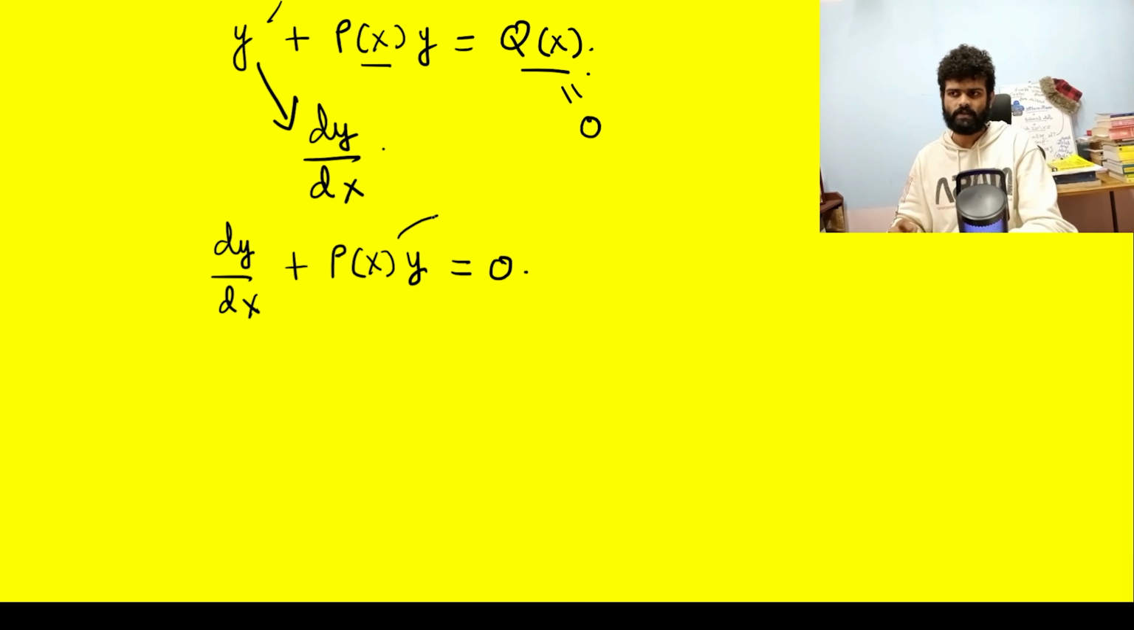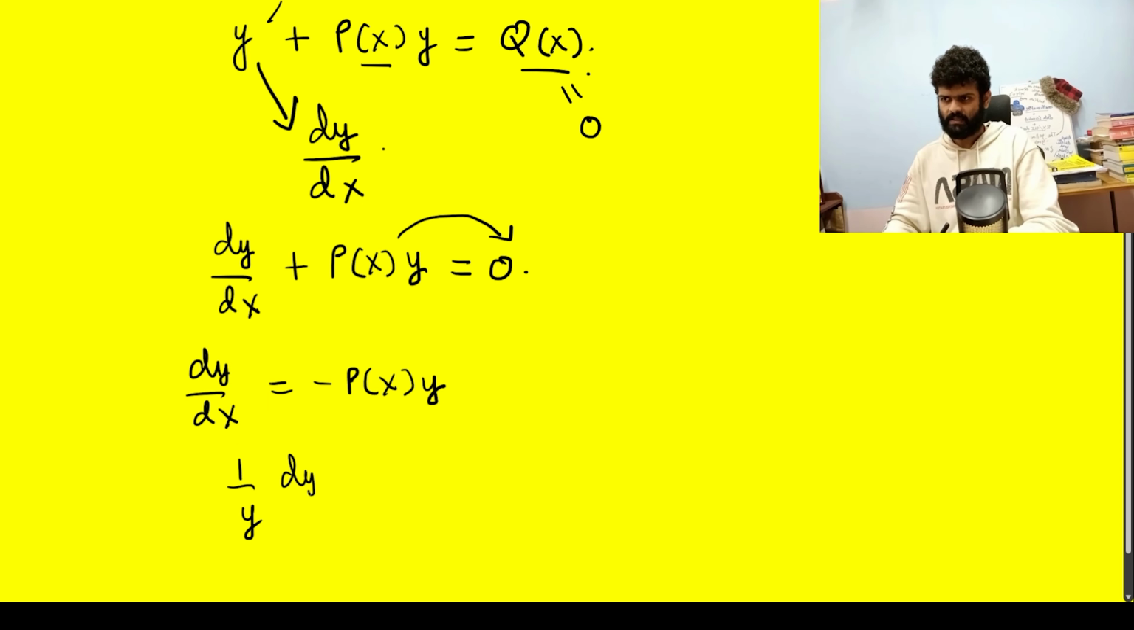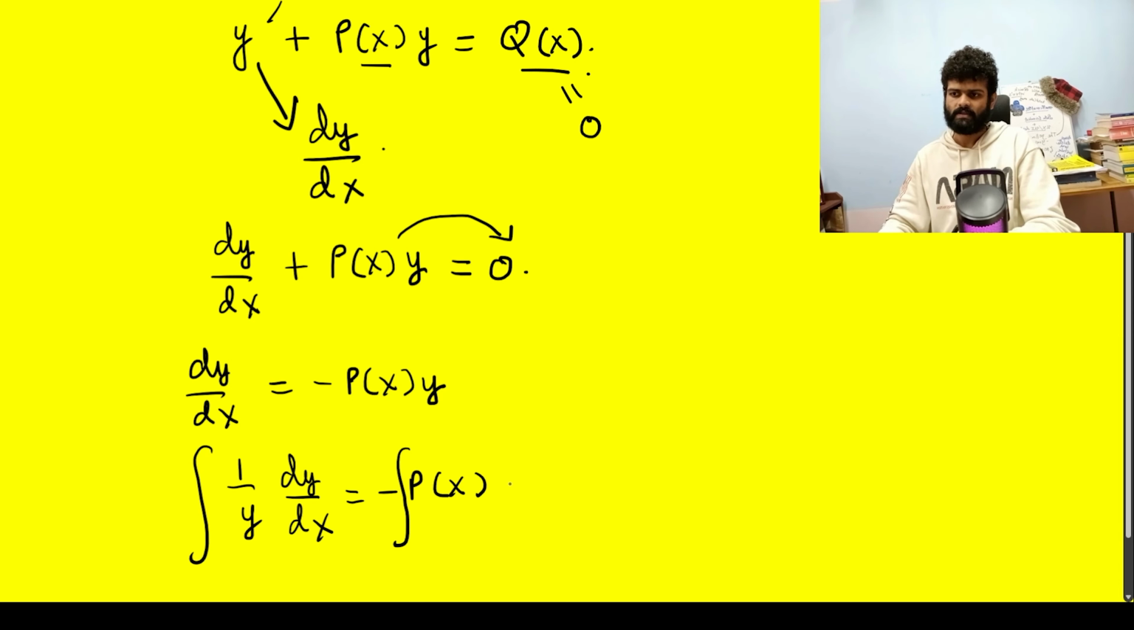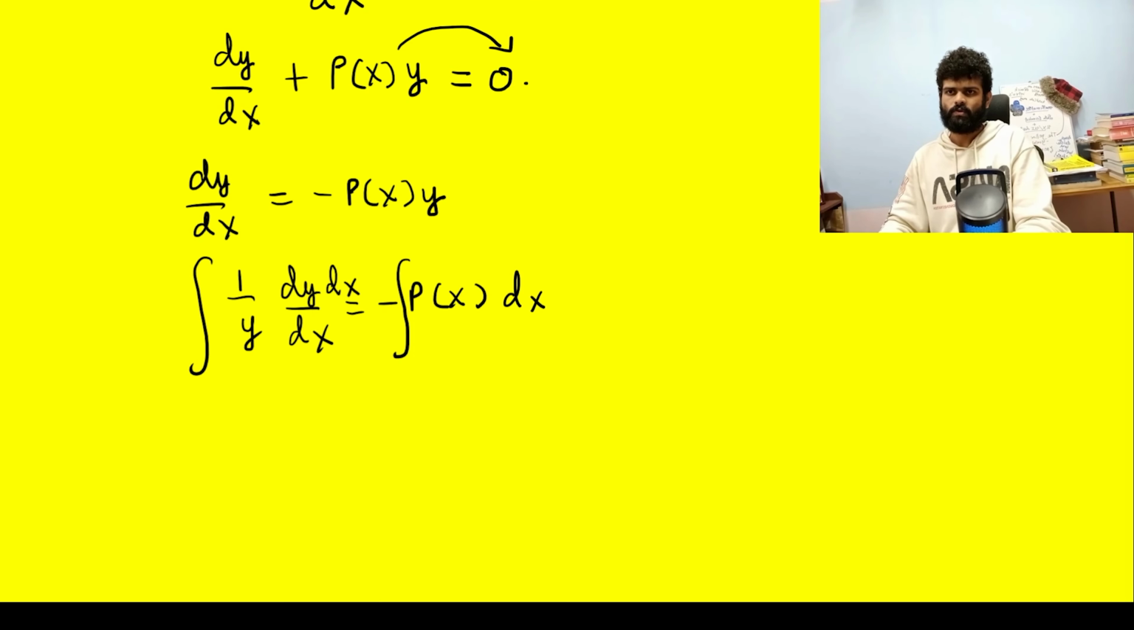So how do you solve this? You just bring this to the right hand side, so dy by dx is equal to minus p(x) y. And then you bring y to the denominator, so (1/y) dy/dx is equal to minus p(x). Now all you need to do is integrate both sides. The minus sign comes out, so integration with respect to dx.